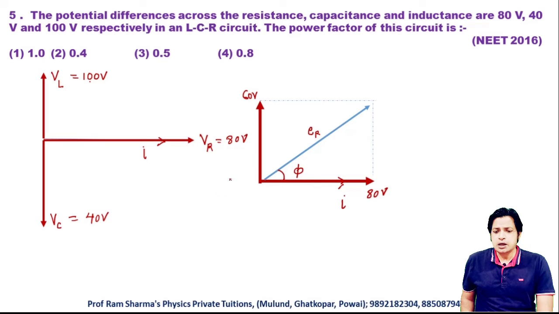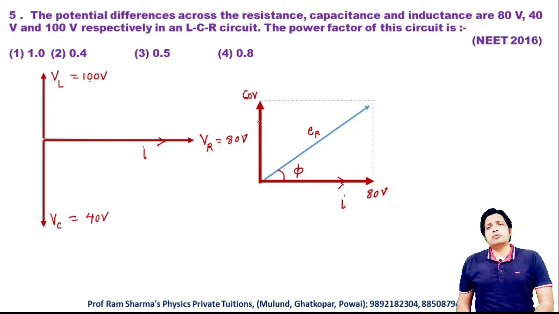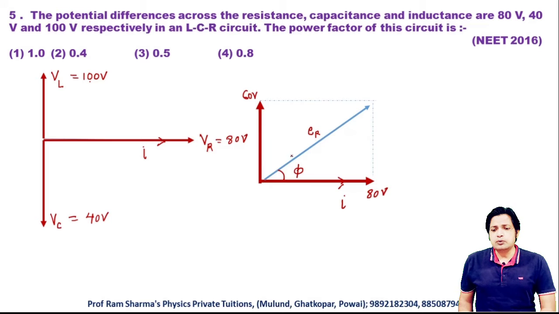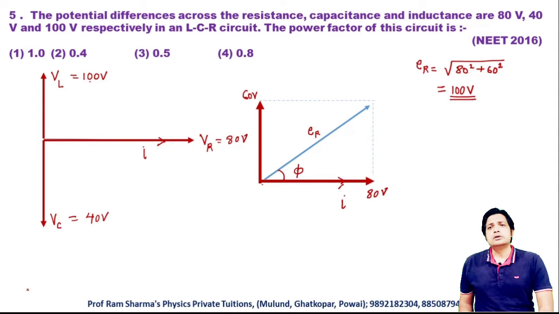I want to find the power factor, and power factor is nothing but cos phi. So in this diagram, cos phi will be equal to adjacent 80 divided by hypotenuse ER. Now I need to calculate ER, which can be very easily calculated by Pythagoras theorem. I know this is 80, and this vertical line is 60. So ER will be equal to root of 80 square plus 60 square, which is 100 volt.